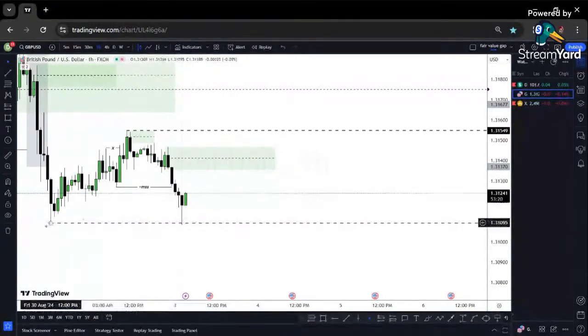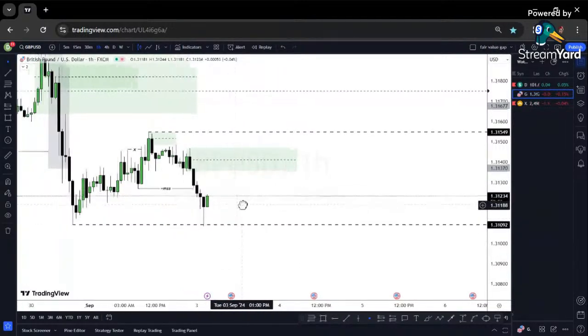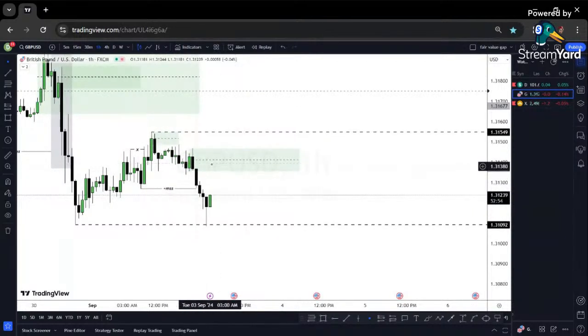Now that the market has distributed to this external range liquidity, I am looking for what? An internal range liquidity that the market will get to and then continue selling. Because right now, the order flow for GBP USD is bearish. That is what I am looking for. So I'm anticipating that the market will come into this zone and do what? And give us the sell.